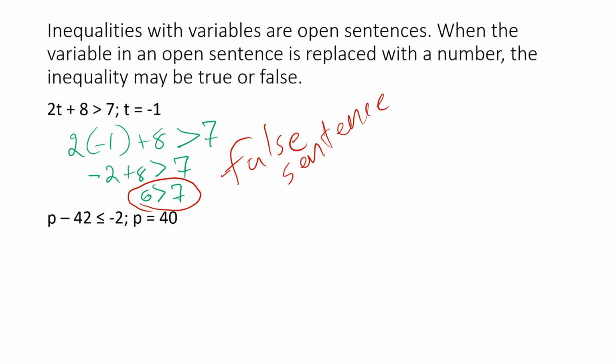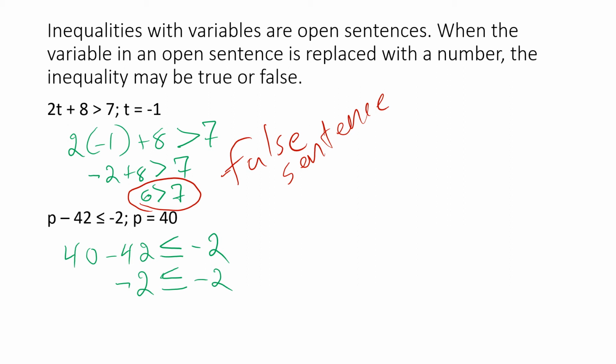All right, let's try the next one. So p minus 42 is less than or equal to -2. So let's plug that in. 40 minus 42 is less than or equal to -2. So let's do our operation here. This is a math operation. We're going to have 40 minus 42. That's going to leave us with -2 is less than or equal to -2.